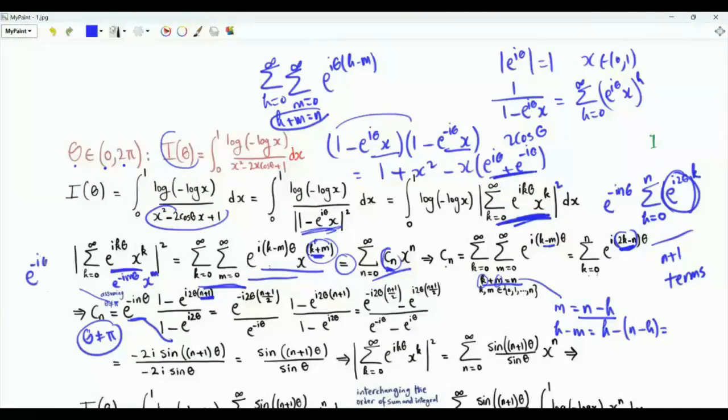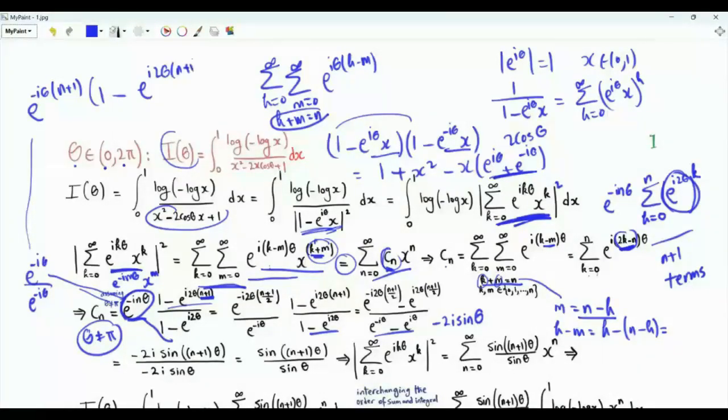Multiply by e to the minus i theta over e to the minus i theta. In the denominator, we get e to the minus i theta minus e to the i theta, and this is minus 2i sine theta. In the numerator, we also have e to the minus i n theta. These two exponentials together give us e to the minus i theta times (n plus 1). If we multiply by 1 minus e to the i 2 theta (n plus 1), we get e to the minus i theta (n plus 1) minus e to the i theta (n plus 1).